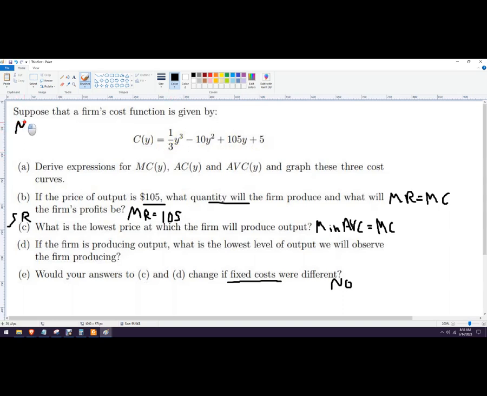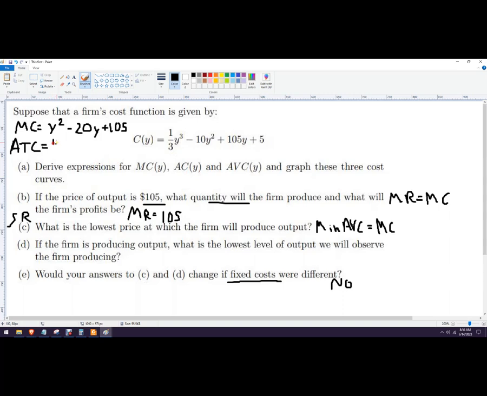So the marginal cost here is going to be y squared minus 20y plus 105. That's our marginal cost. Our average total cost is just to divide everything through by y. So just take the average of everything.